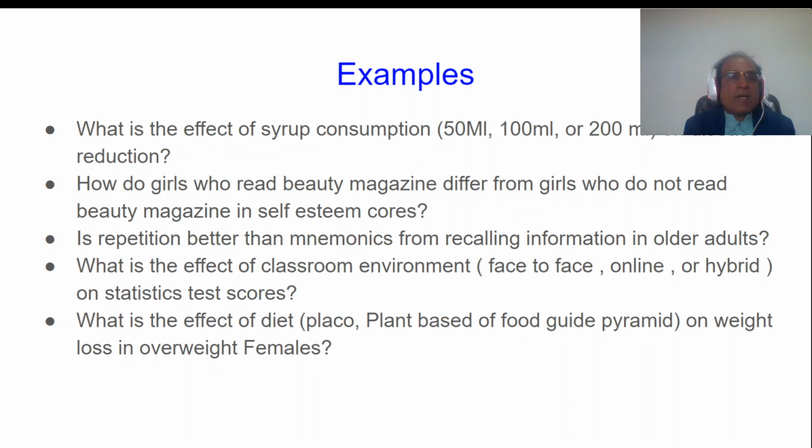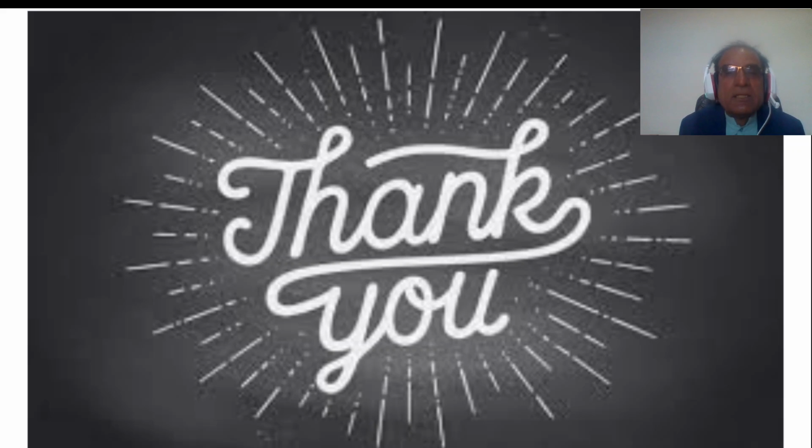For example, what is the effect of classroom environment, face-to-face, online, or hybrid, on test score? What is the effect of diet, placebo, plant-based food, and food guide pyramid on weight loss? So these are the examples of this.